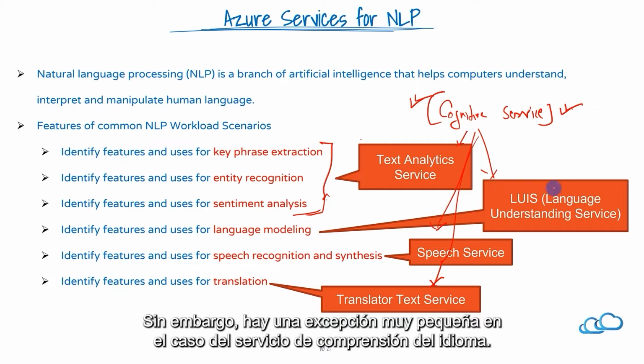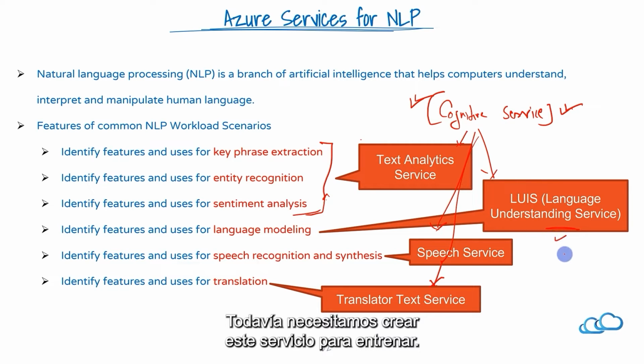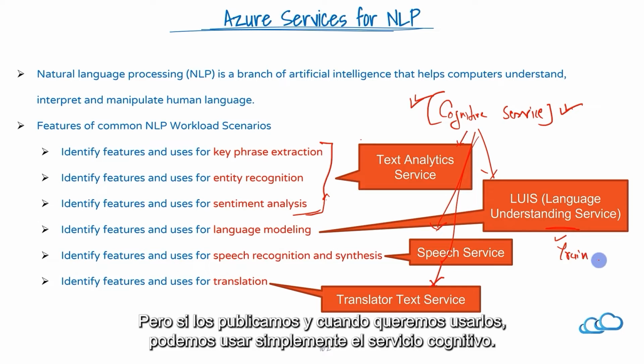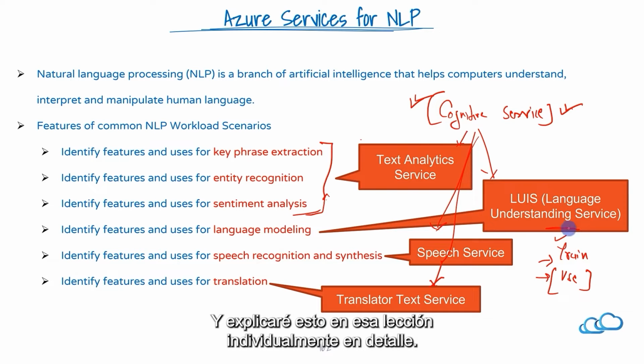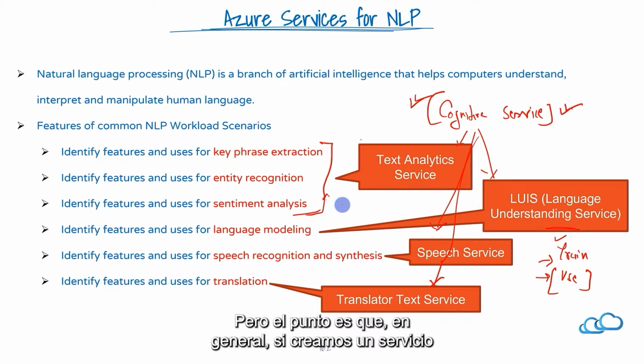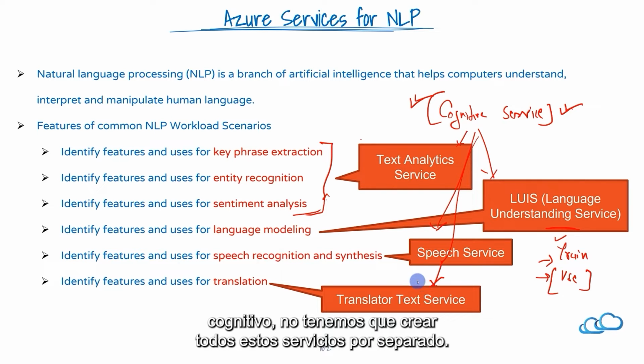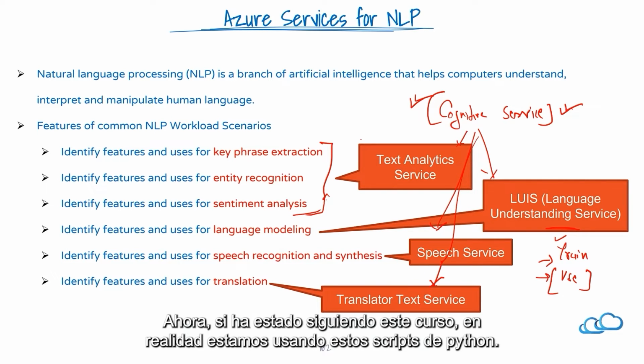However, there's a very small exception in the case of the Language Understanding service. We still need to create this service to train. But if we publish them and when we want to use them, we can just use the cognitive service. And I will explain this in detail in that lesson, how and when we need to create this service separately. But in general, if we create a cognitive service, we don't have to create all these services separately.